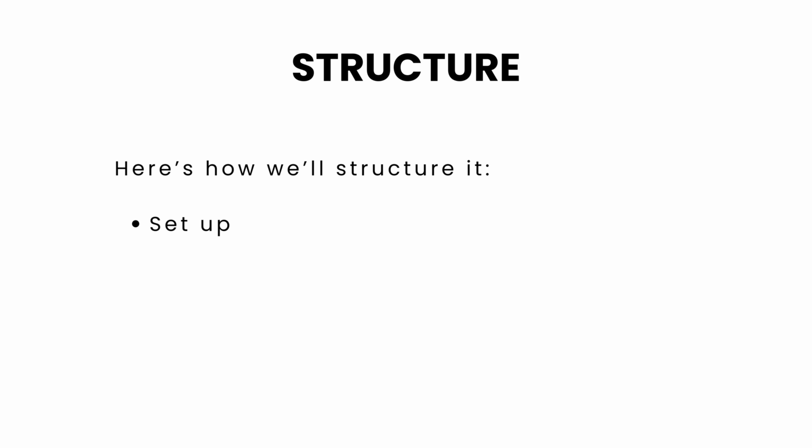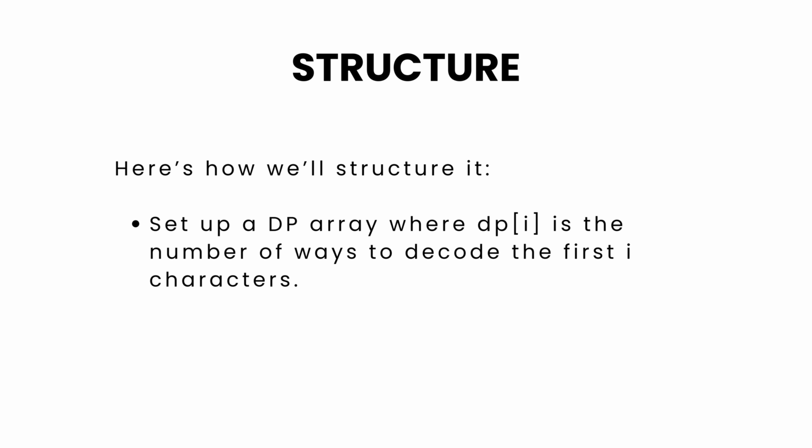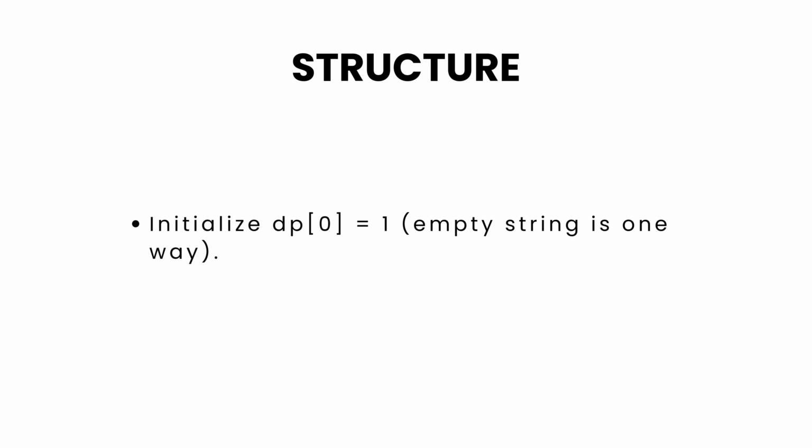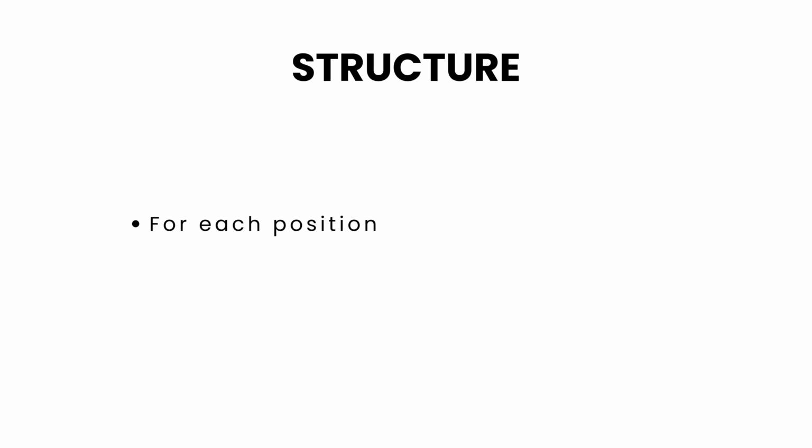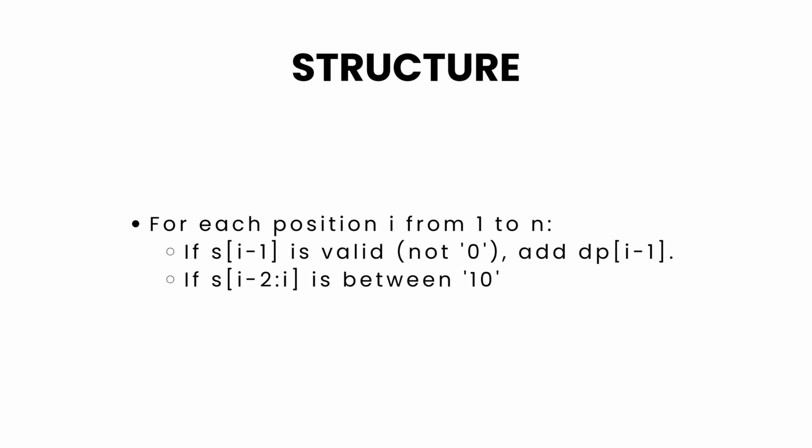Here's how we'll structure it. Set up a DP array where dp[i] is the number of ways to decode the first i characters. Initialize dp[0] equals 1, since the empty string is one way. For each position i from 1 to n: if s[i-1] is valid, not 0, add dp[i-1]. If s[i-2:i] is between 10 and 26, add dp[i-2].